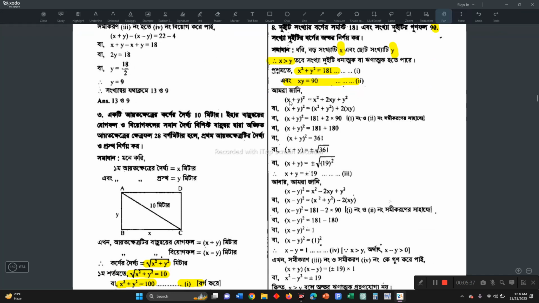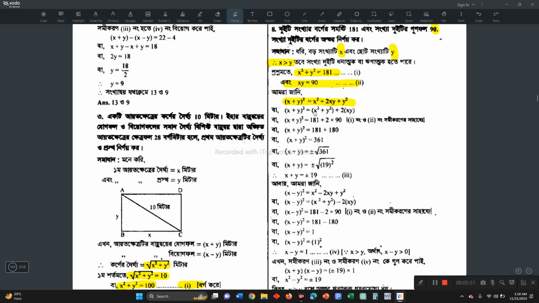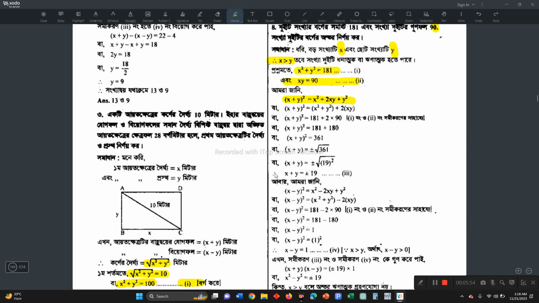Then x plus y whole square is equal to x square plus 2xy plus y square. As we get the value for xy and x square plus y square, we can find the value for x plus y.